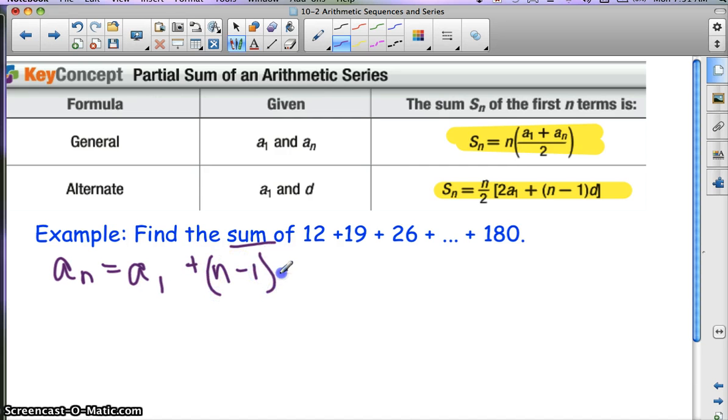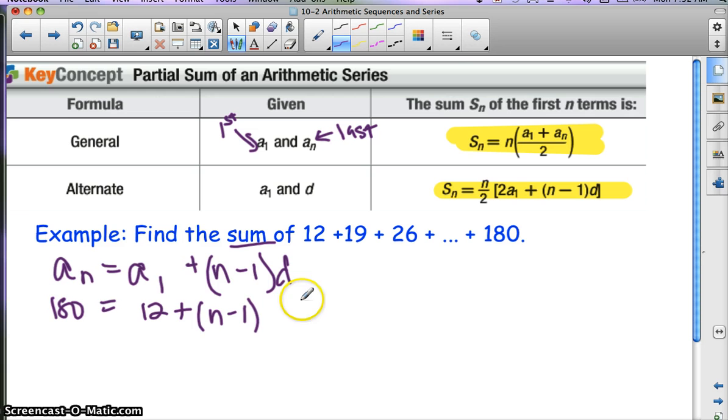Now, do we know what d is? We know what d is. d is 7. Our first term we know is 12, and our last term, a sub n, is going to be 180. So that'll be our last, this will be our first. Okay, so we have 180 equals 12 plus n minus 1 times, and what's d? 7. Very good.